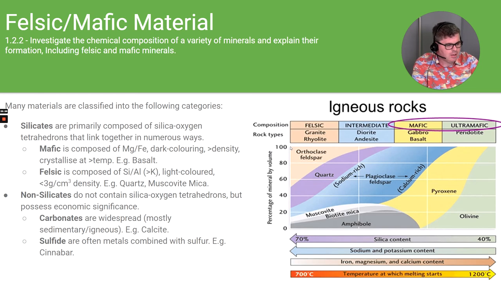As you do. This table here on the right, or this graph on the right-hand side, is also very useful. So here we have felsic, intermediate, mafic, ultramafic. And as we can see here, the amount of different minerals inside each one shifts depending upon which type of classification it is. So the silica content will go down, as well as sodium and potassium content. However, the temperature that it starts melting at is often correlated to the iron, magnesium, and calcium content. So the more iron or magnesium it has in it, the hotter it needs to melt.